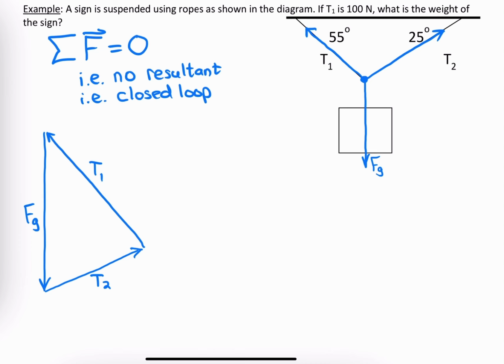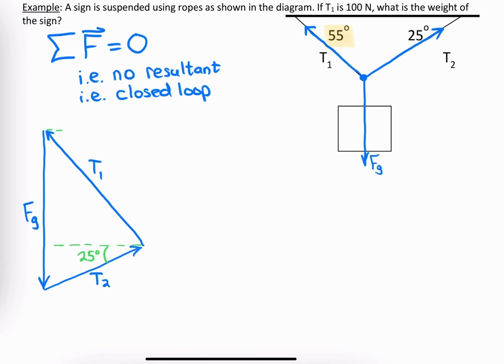Now let's try and put some angles in here. So we know this 25 degrees here, which would be sort of like this angle here. Okay? And we know the 55 degrees here is going to be like what? That would be like this angle here.